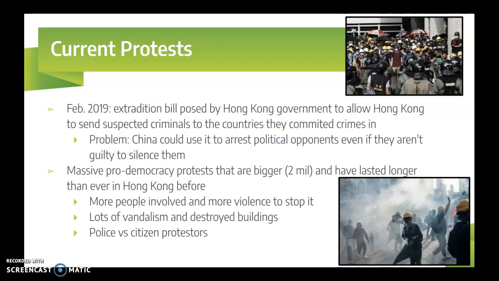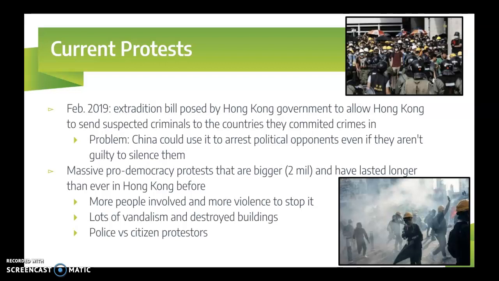So again, people start to worry in Hong Kong that China is going to say they're committing crimes, even when they're not, even when they're just practicing free speech and speaking out against what they think is unfair about China, and then China will arrest them and put them in prisons and things like that. Once the word of this spreads, massive pro-democracy protests start. They have about 2 million people, which is a pretty massive protest. They are all in the city centers, and they last longer than ever before, right? This started in 2019, and it's still happening today, and there's not really an end in sight yet.